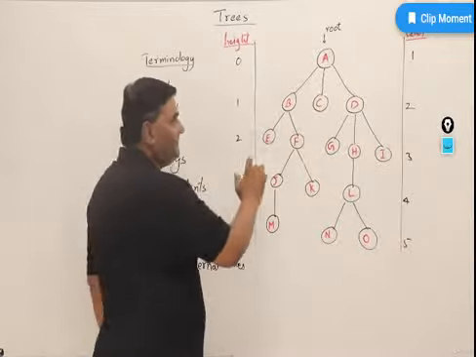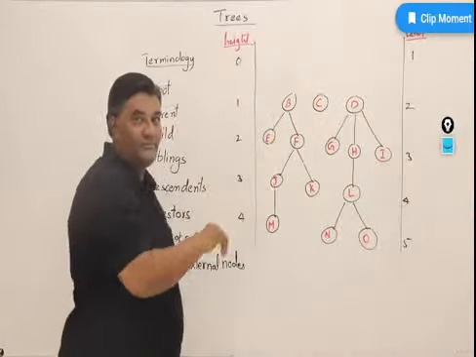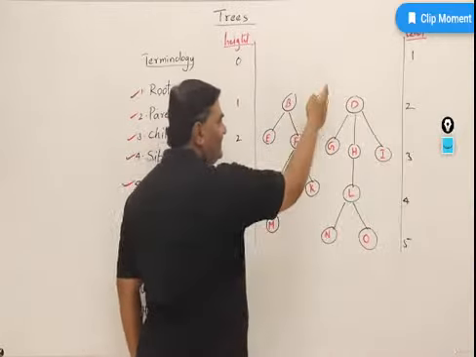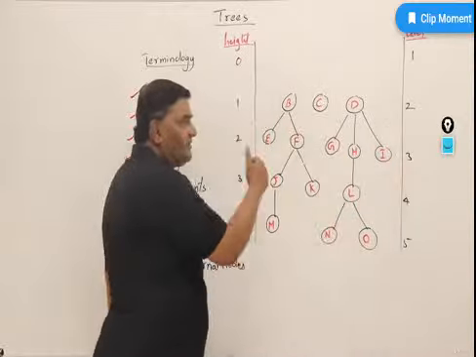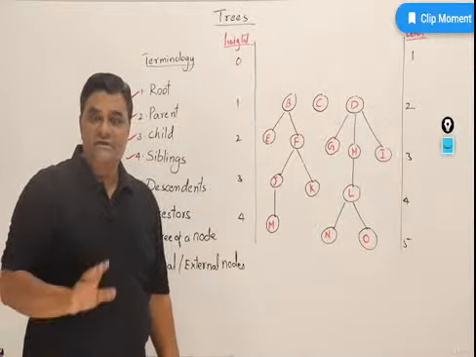For example, here I will make a change. I have removed A, the root. How many trees do you see? This is one, then this is just a single node tree, and this is another. Total 3 trees are there. So this is a forest. Collection of trees is a forest.